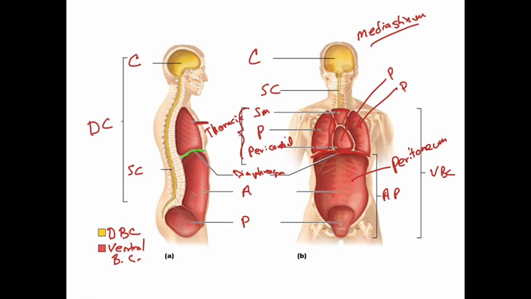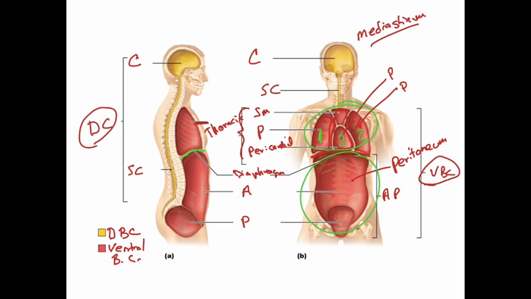So, to summarize, you have two major body cavities. You have a dorsal body cavity that includes the cranial and spinal cavities, and then you have the ventral body cavity, which includes the thoracic body cavity up top and the abdominal pelvic cavity on the bottom. The thoracic body cavity is actually divided into one pleural cavity on one side, a second pleural cavity on the other side, and a third cavity called the pericardial cavity in the middle. And those house the lungs and heart respectively.